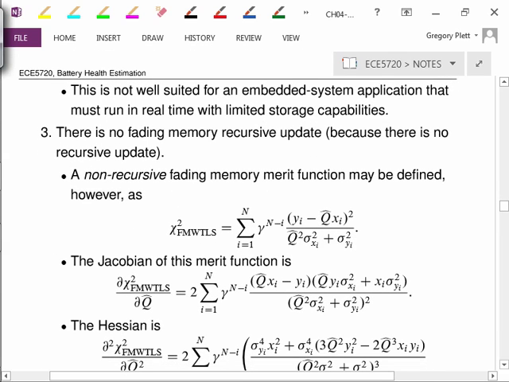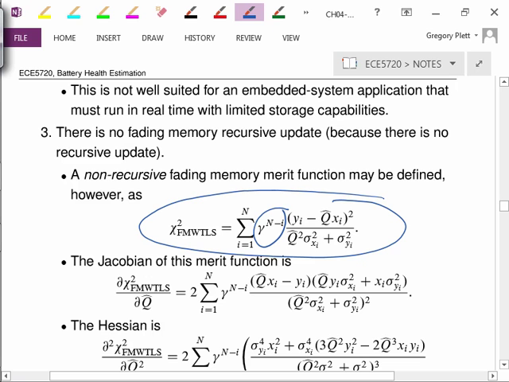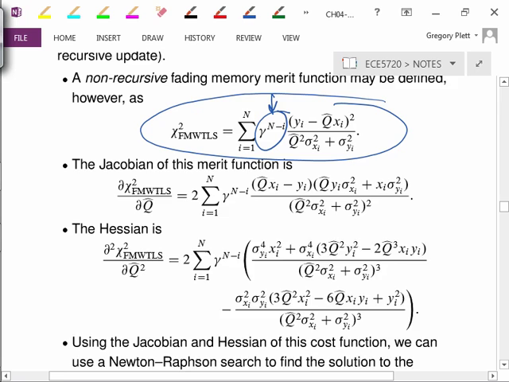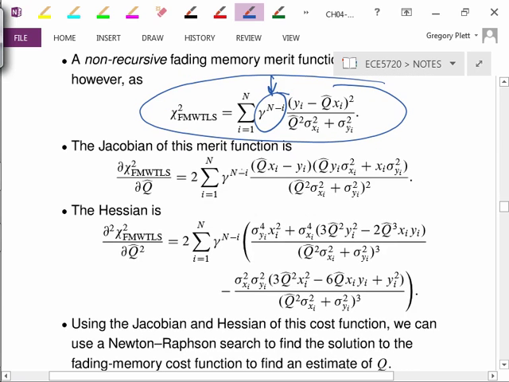There's no recursive update, so there's no fading memory recursive update. But we can do non-recursive by defining the cost function as before, but inserting this fading memory in the cost function right there. And everything is essentially the same except the Jacobian is this and the Hessian is this. There's slight changes there if we're going to do this Newton-Raphson method.